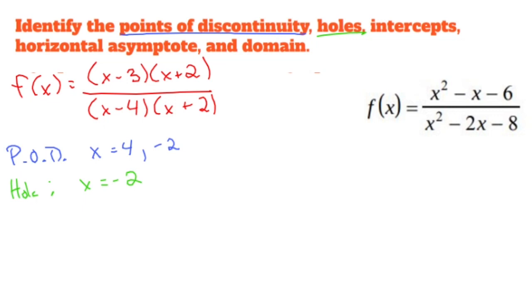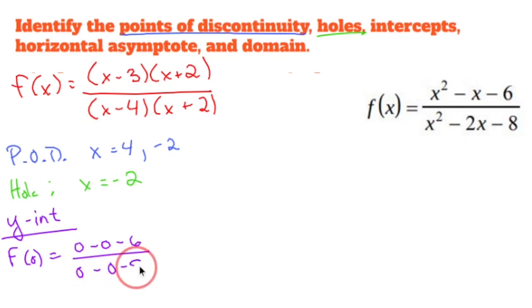An intercept. Let's start out with the easy one, the y-intercept. And remember, you find the y-intercept by substituting 0 into your equation. So simply put, if I were to take f of 0 and plug in 0 for x, I would get 0 squared, which is 0, minus 0 minus 6, over 0 squared, which is 0, minus 2 times 0, which is 0, minus 8. And my y-intercept simplifies to -6 over -8, which is positive 3/4.